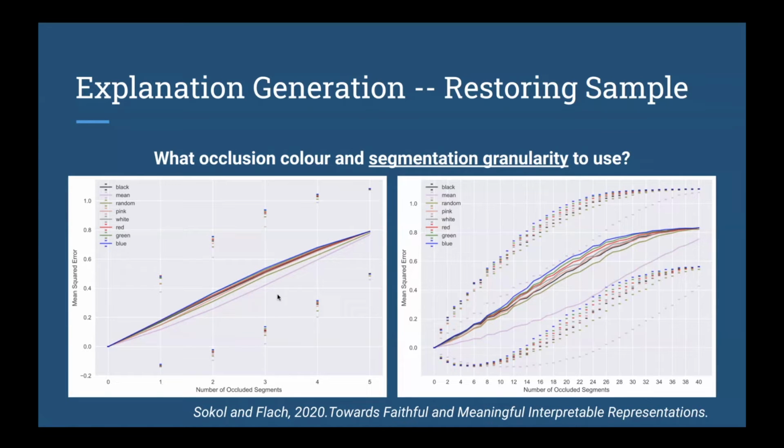And you can see that with a small number of segments, there's not much difference. However, when the number of segments is large, like 40, one of the methods, the mean color occlusion, diverges from the rest. And lower on the y-axis means that the black box model is able to tell the class of the image, the top class, way better than with any other occlusion method. I'll show you an example of this in a moment.